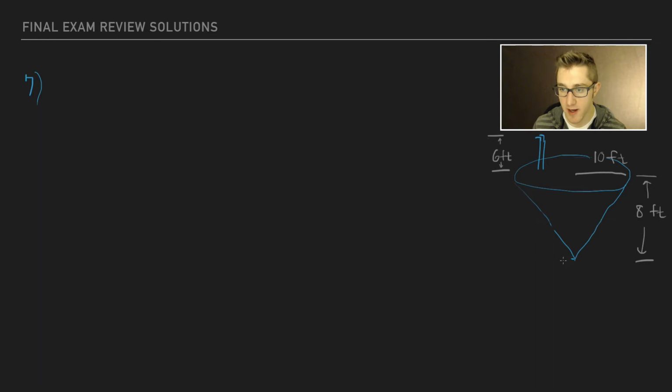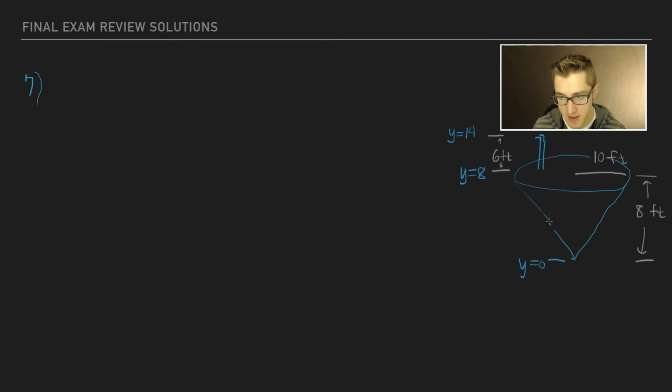The first thing we're going to do here is impose a coordinate system. So I've chosen that we'll take y equals 0 at the bottom. At the top of the cone, we have y equals 8. And then above, where the water is exiting, we have y equals 14, which is, of course, 6 plus 8.